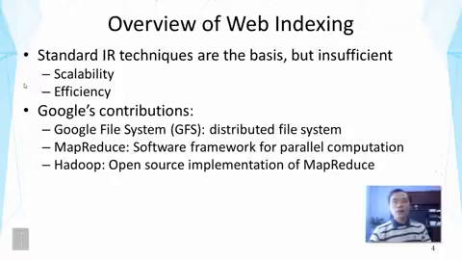Also, because the data is so large, it's beneficial to process the data in parallel so that we can produce the index quickly. Now, to address these challenges, Google has made a number of innovations. One is the Google File System. That's a general distributed file system that can help programmers manage files stored on a cluster of machines. The second is MapReduce. This is a general software framework for supporting parallel computation. Hadoop is the most well-known open source implementation of MapReduce, now used in many applications.